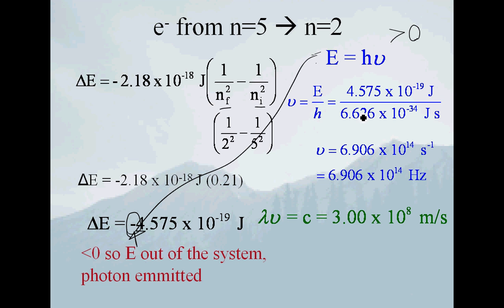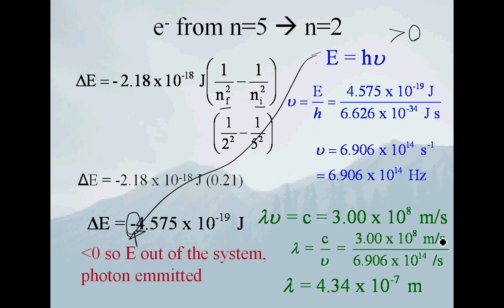Calculating the wavelength is relatively straightforward. From here, we know that frequency times the wavelength is equal to the speed of light, which is 3.0 times 10 to the 8 meters per second. We take our speed of light, divided by our frequency, seconds cancel out, and we are left with a wavelength of 4.34 times 10 to the minus 7 meters.